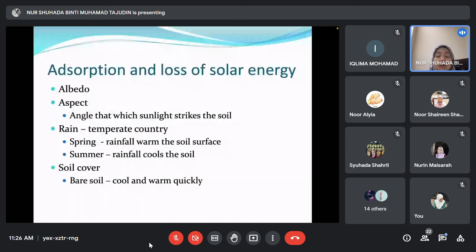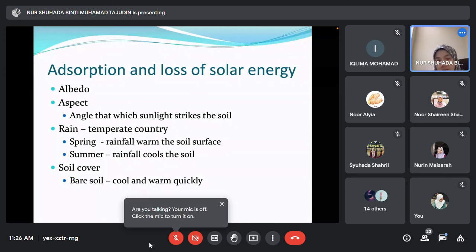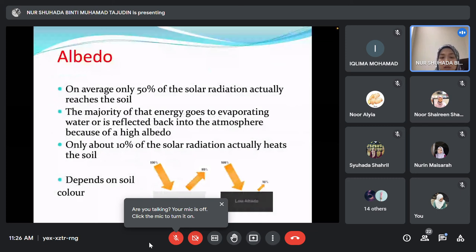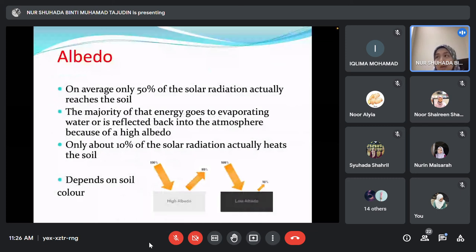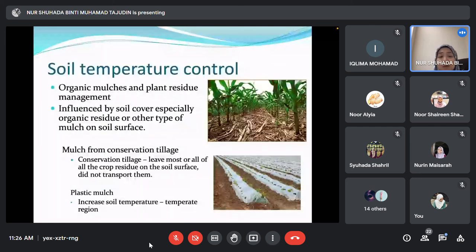This is the absorption and loss of solar energy by rain. In temperate countries we have spring and summer, so the rainfall is different. Also the soil cover: bare soil cools and warms quickly compared to soil with cover crops. Sebab itulah kawasan pantai the temperature is higher, not only because of the soil texture but also because warm temperature restricts the growth of certain crops and living microorganisms.